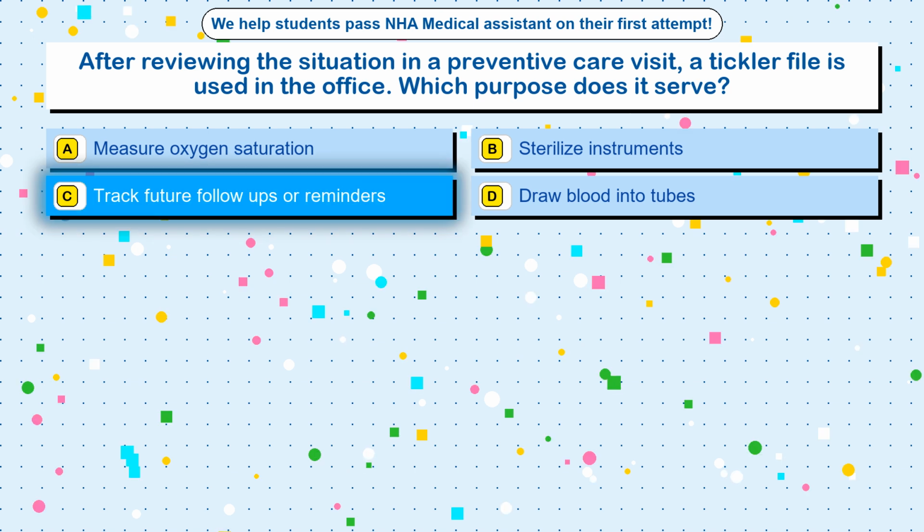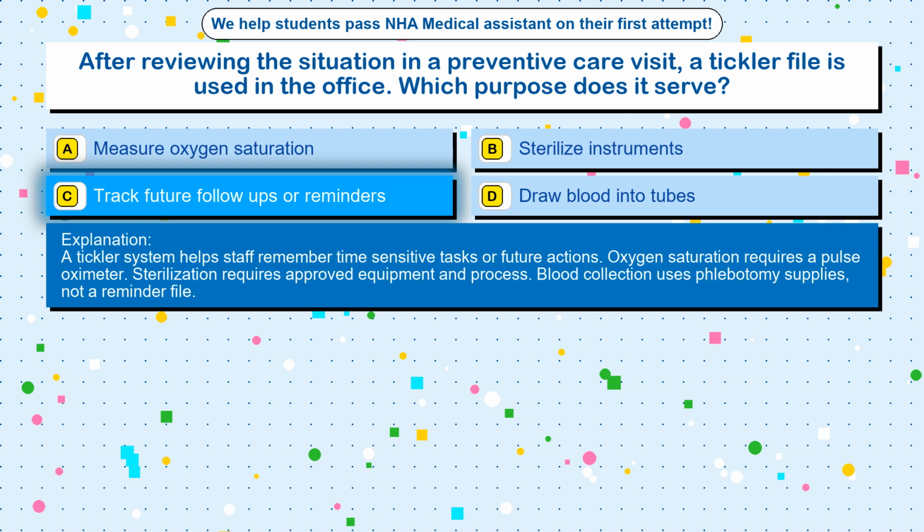The correct answer is option C, track future follow-ups or reminders. A tickler system helps staff remember time-sensitive tasks or future actions. Oxygen saturation requires a pulse oximeter. Sterilization requires approved equipment and process. Blood collection uses phlebotomy supplies, not a reminder file.